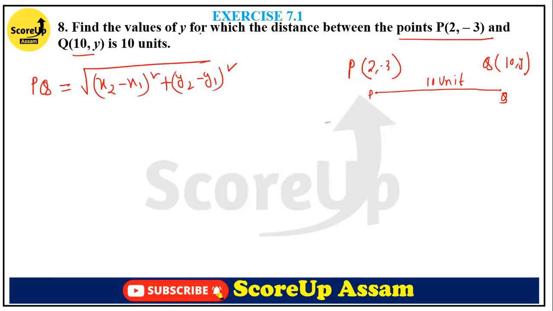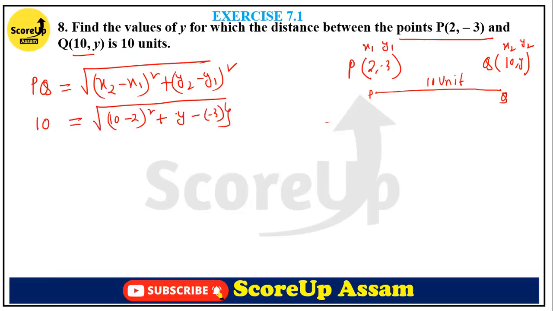Find the value of y for which the distance between the point P and Q is 10 units. That means the distance between P and Q is given as 10 units. So now we will put these values. Here 2 is x1, 3 is y1, 10 is x2 and y is y2. So x2 minus x1, that means 10 minus 2, whole square, plus y2 minus y1, that means y minus minus 3, y plus 3 whole square.